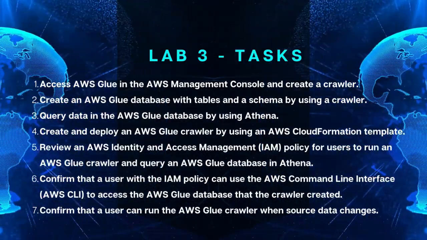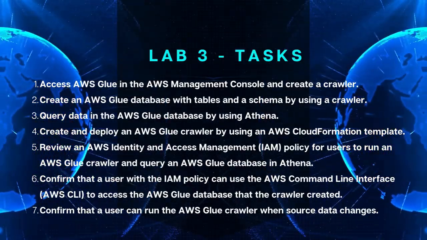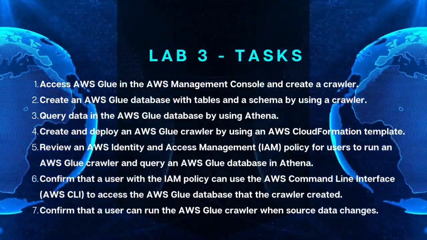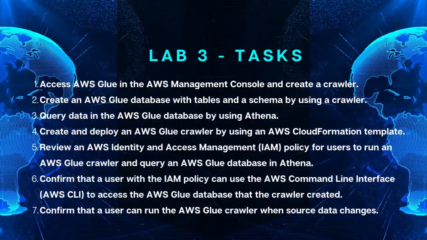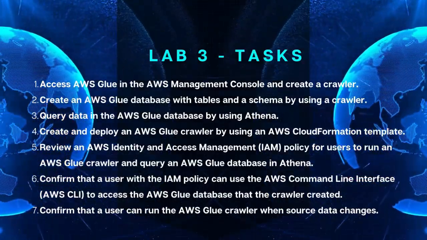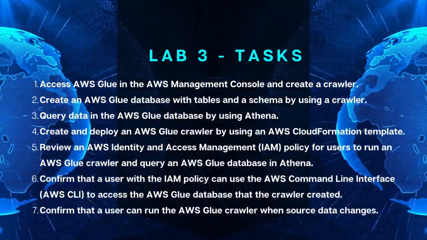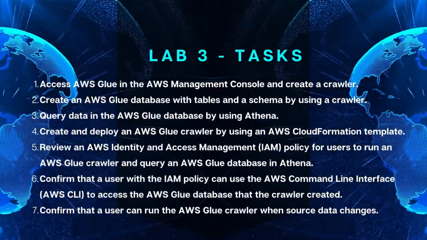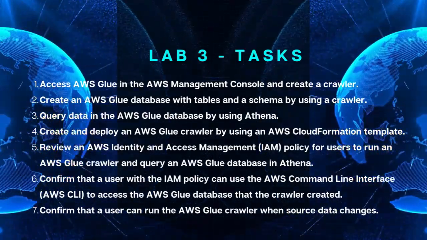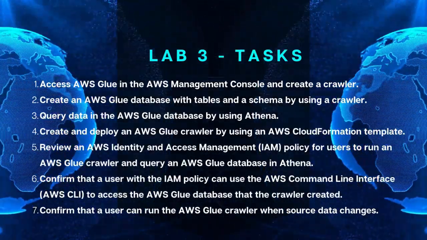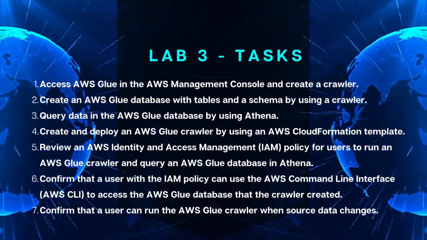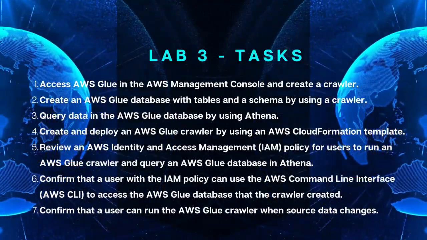Create and deploy an AWS Glue crawler by using an AWS CloudFormation template. Review an AWS Identity and Access Management, or IAM, policy for users to run an AWS Glue crawler and query an AWS Glue database in Athena. You can also confirm that the users with the IAM policy can use the AWS command line interface, or AWS CLI, to access the AWS Glue database that the crawler has created. And finally, you can confirm that the user can run the AWS Glue crawler when the source data changes. Without further ado, let's start with our lab session.